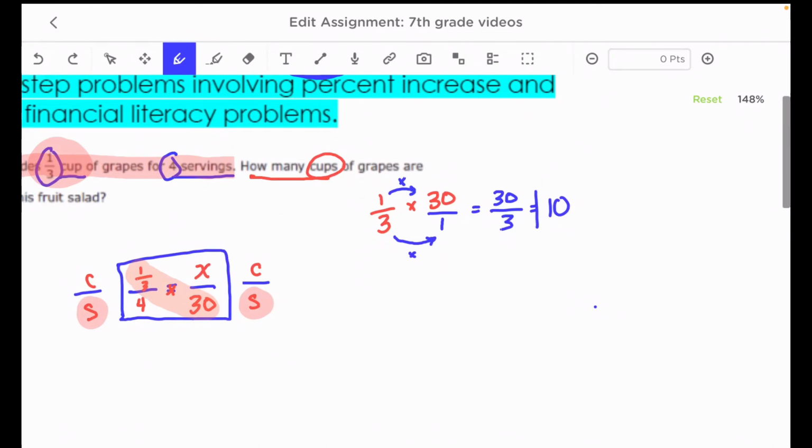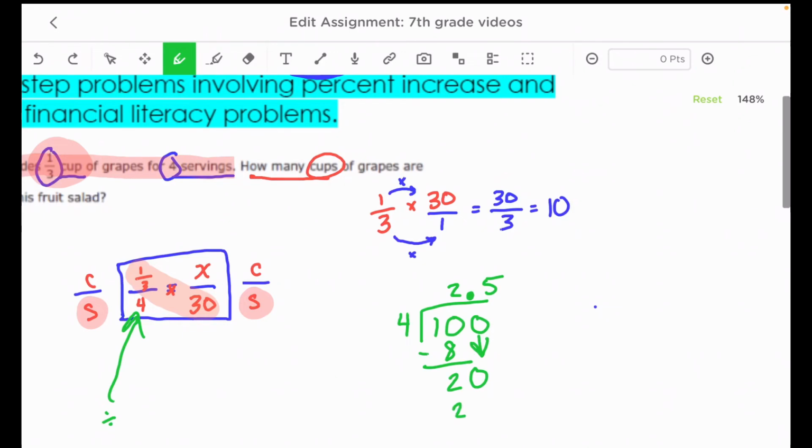But that's not my answer, because remember that I still have to use this number right here and divide by that number. So 4 goes into 10 2 times. That gives me a remainder of 2, but I cannot have a remainder, so I'm going to add a decimal and a 0. Bring the 0 down. 4 can go into 20 5 times. 5 times 4 gives me 20. Okay, so it looks like my answer is 2.5 cups.